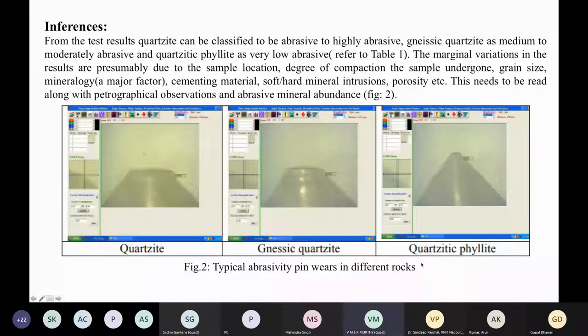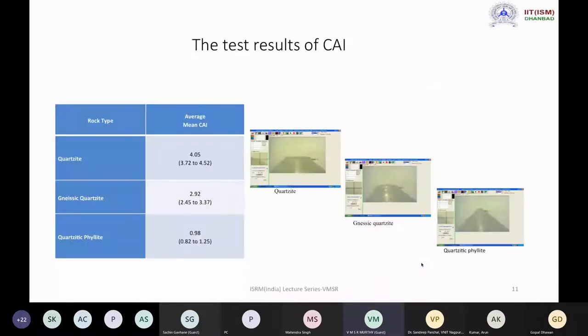So these are the typical values, as I already mentioned. You can see very clearly quartzitic phyllite having absolutely no wear. You can see the edge of the tool, it's hardly having any wear. While you see gneissic quartzite has a flat width, and quartzite has a clear flat width of higher order. So this clearly tells you how abrasive quartzite would be in comparison to phyllite. So this fairly tells us how my cutter consumption is going to be in these rocks.